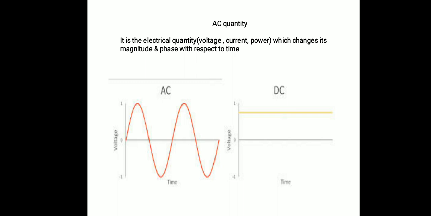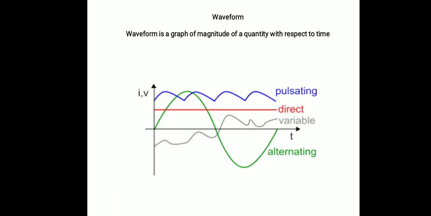So what is the difference between AC quantity and DC quantity? In AC quantity, magnitude changes with respect to time, and in DC quantity, magnitude is constant throughout the time. In AC quantity, polarity changes with respect to time, but in DC quantity there is no change in polarity. Polarity is constant throughout the time. Okay, that is the AC and DC quantity.